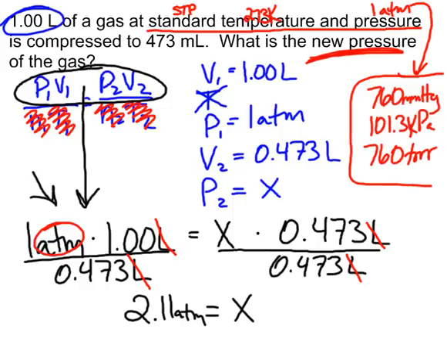Now, one thing I forgot to mention is that standard pressure is actually 1.00 atmospheres, not just 1 atmosphere. So that's why I have 3 sig figs.